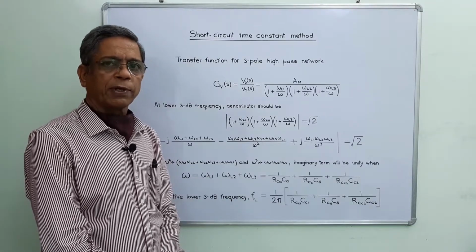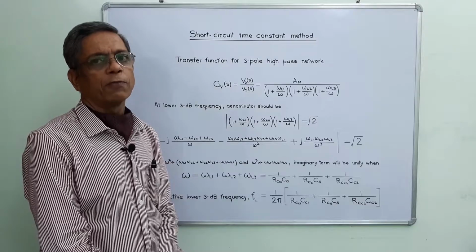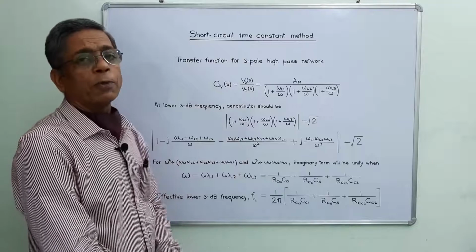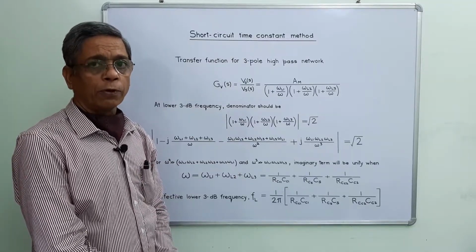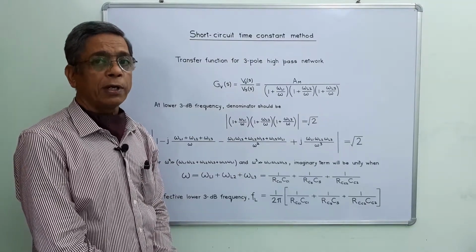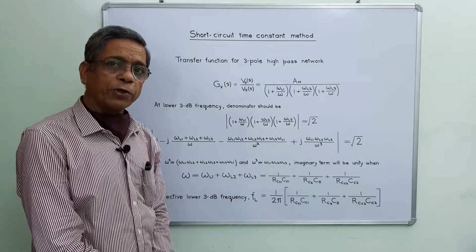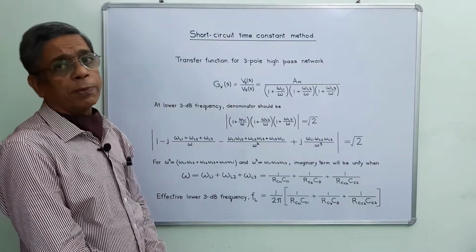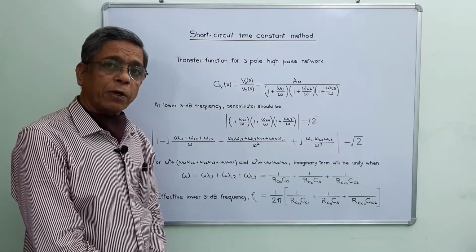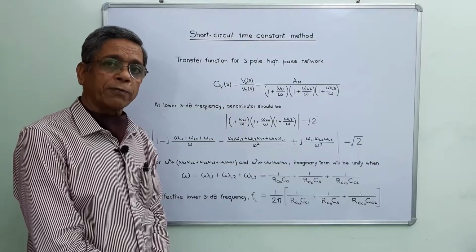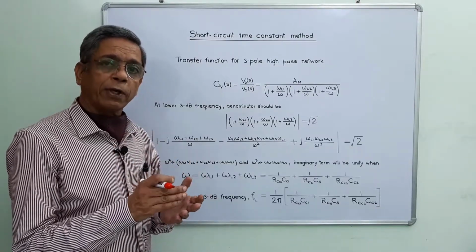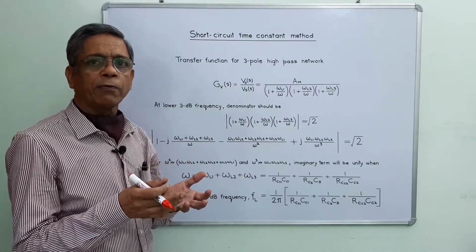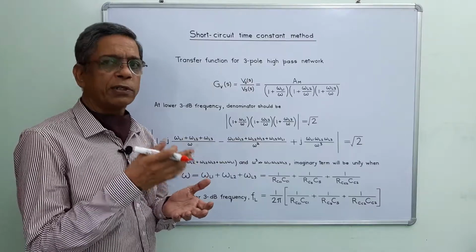This S-domain analysis becomes tedious with the number of capacitors involved. I'll explain one new method known as short circuit time constant, which is also very useful when we are not sure about the dominant pole frequency and the relative position of other pole frequencies. The short circuit time constant method approximates any higher order high pass network into a first order network where only one effective lower 3 dB frequency can be defined for quick analysis of the behavior of any amplifier at low frequency band.